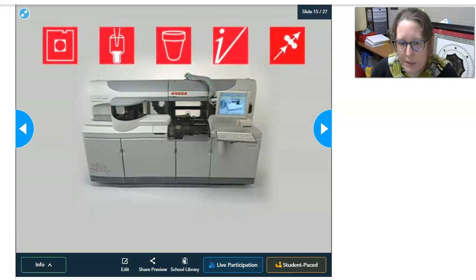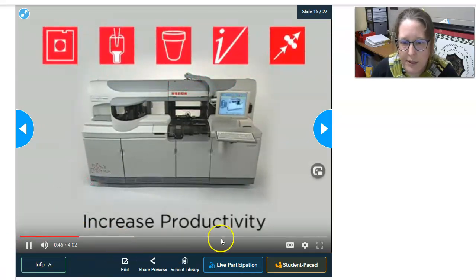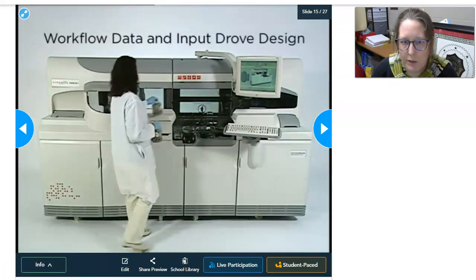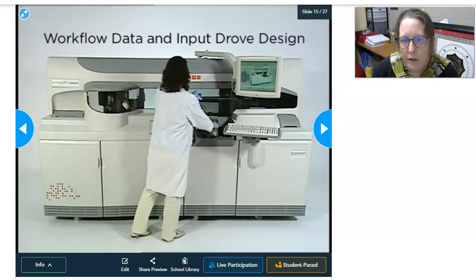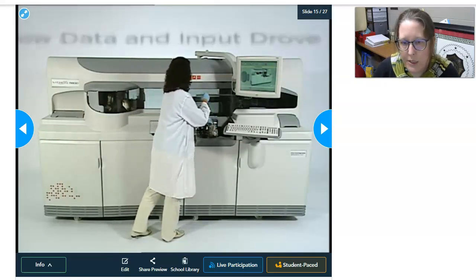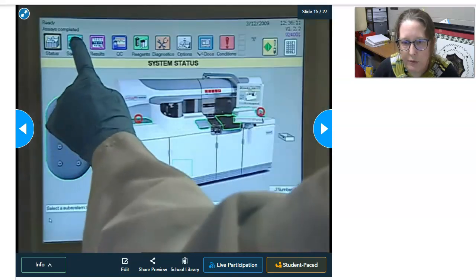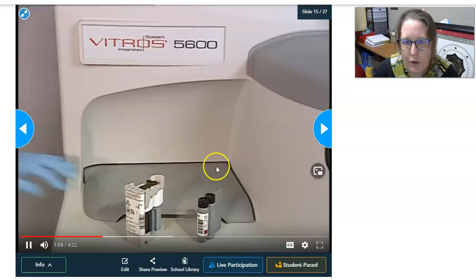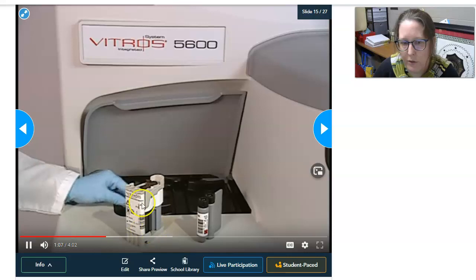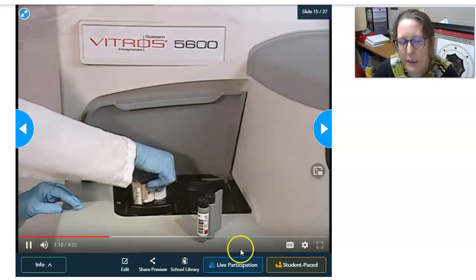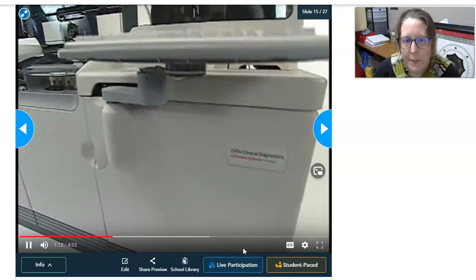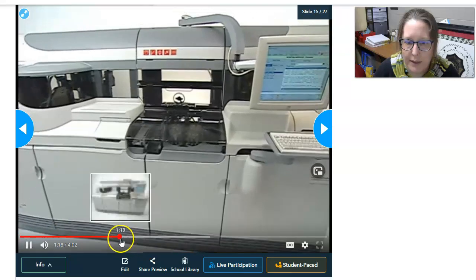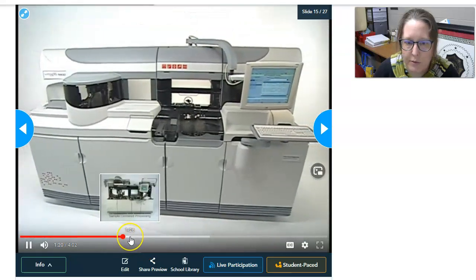It has different types of technology that it explains. It does increase your productivity. Big testing menu, high quality. You can see she's loading reagents. She's loading samples in there, and reagents also in another port. You can see all the testing menu. You can program sample. Of course, a lot of that's barcoded. These are reagent packs. You can load it in. And this one is a dry slide. You can see it running. It has an immunoassay module, etc.